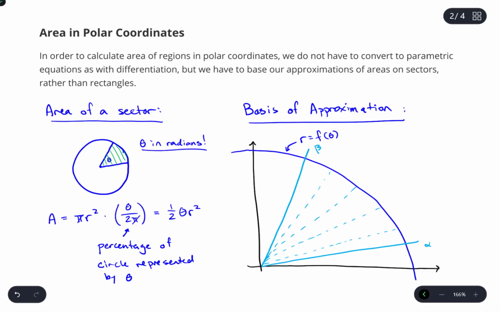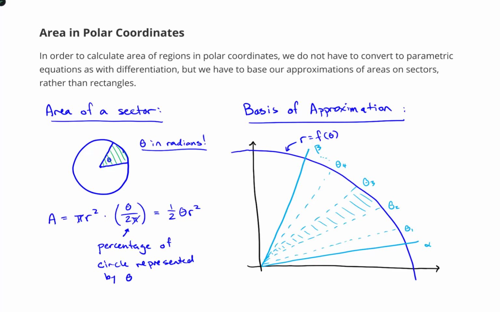Okay, and so I would have, say, some angle measure theta 1, some angle measure theta 2, theta 3, theta 4, and this will go out to theta n, of course. Between any two of these, I have a sector, and I can find the area of that sector. The area of that sector we could define using the formula that we just came up with.